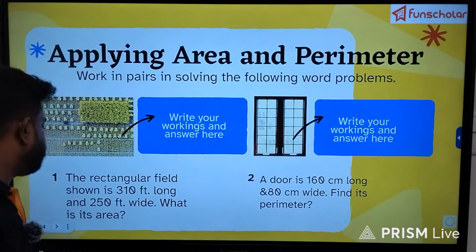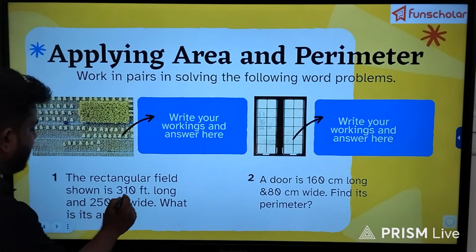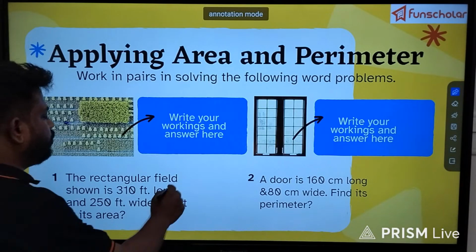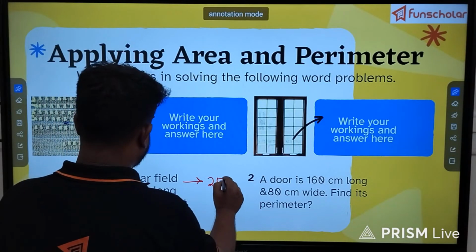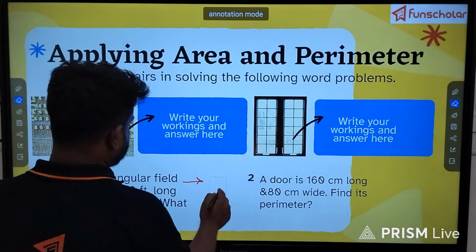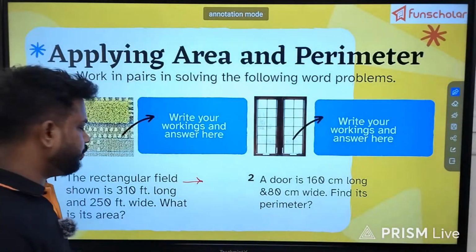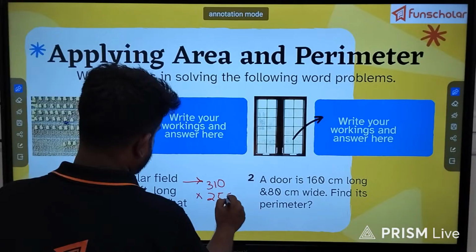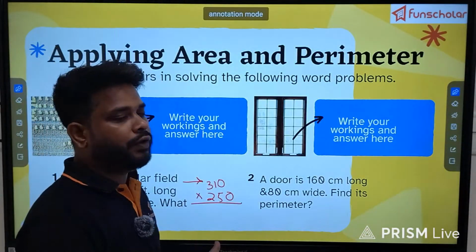Okay, so the word problems are: a rectangular field shown is 310 feet long and 250 feet wide. What is its area? So to find this we have to measure the area, and the formula for the area of a rectangular field is length into breadth. So it will be 310 into 250, and after calculating it you will be able to find the area of the rectangular field.